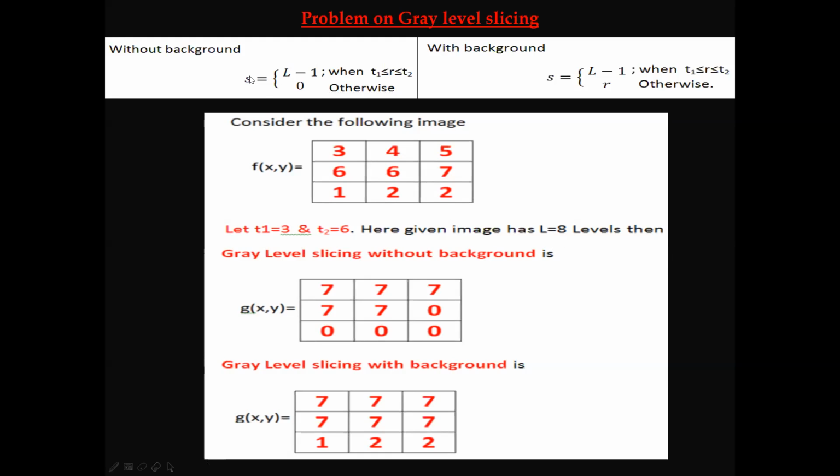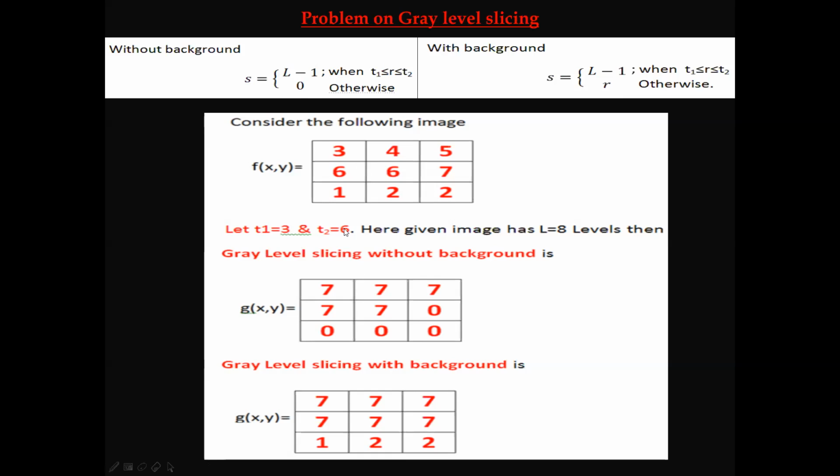Then only we can calculate the value of S. Because in both cases, that means without background and with background, we have the value of L. So once we know the value of L, we can calculate S. What is S? S is the output intensity level. And what about this small r? Small r is the input intensity level.